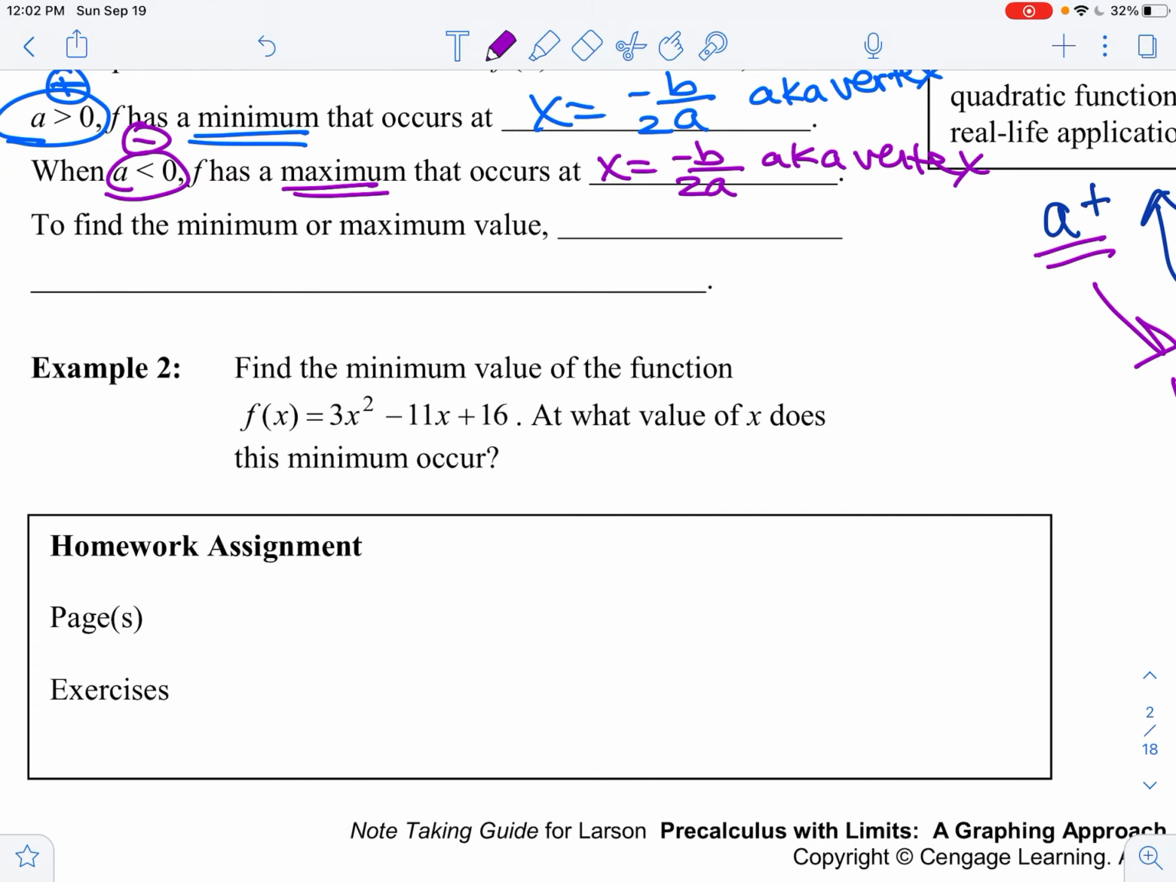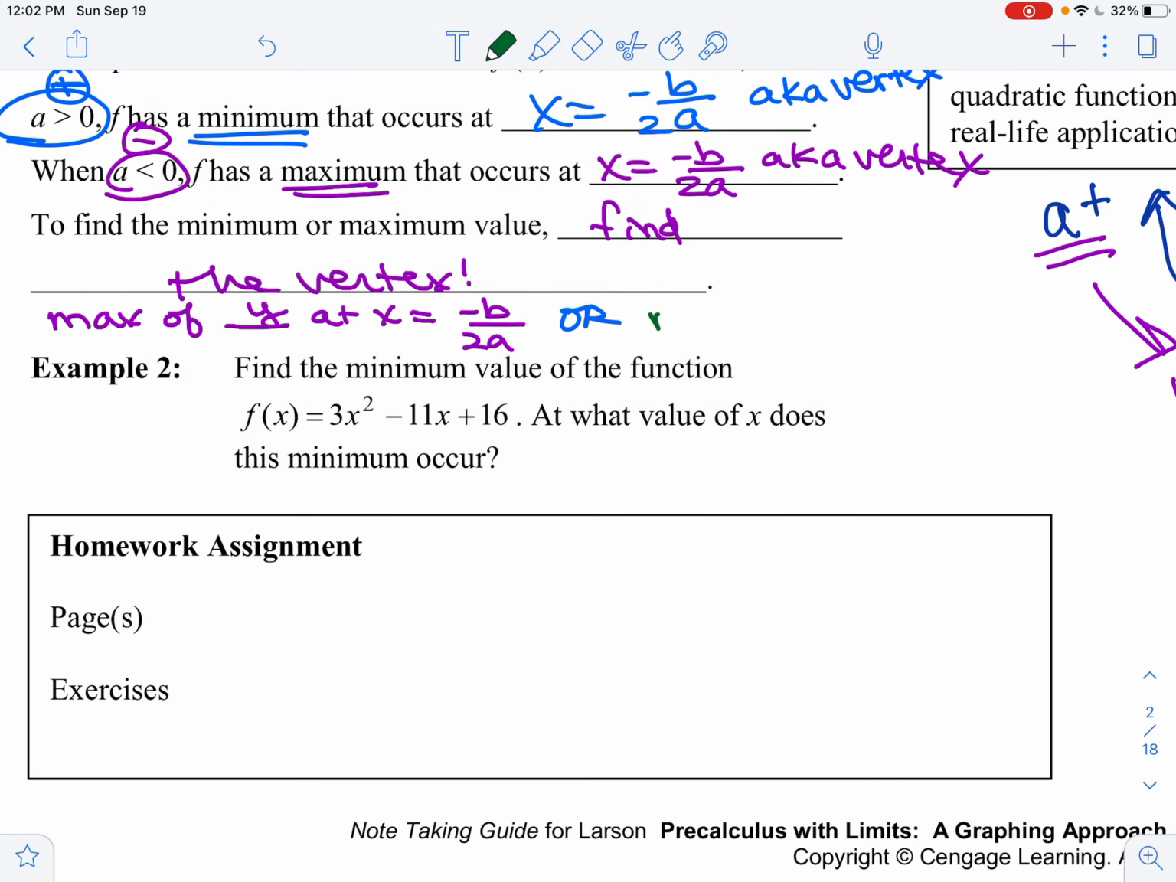To find the maximum or minimum value, just find the vertex. So we would say it's either going to be a maximum of whatever value of y we find at x equals that negative b over 2a value, or you would say it's a minimum value of whatever the value of y was at x equals the value of negative b over 2a. And that's how we're going to say our answer when we're finding the maximum or minimum value. We're looking for that verbiage.